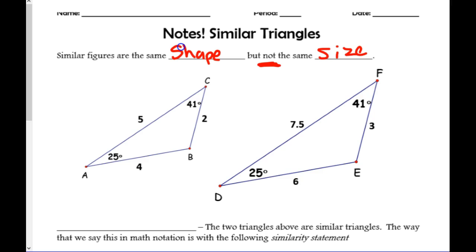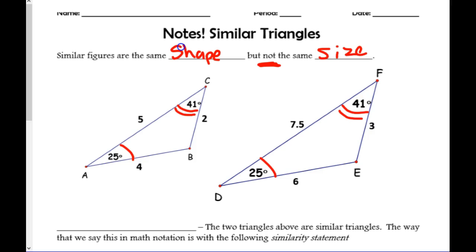So, notice A is the same as what angle? Faster. A is the same as what angle? Okay, angle D. Angle C is the same as what angle? F. Now, E doesn't have, or B doesn't have an angle on it, right?